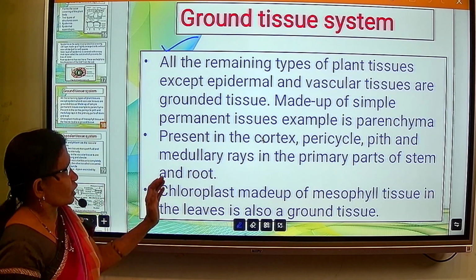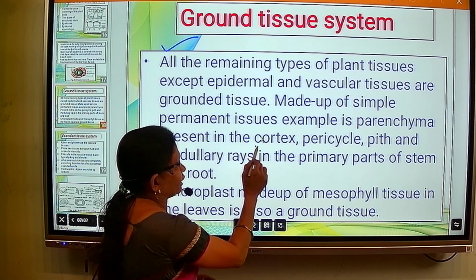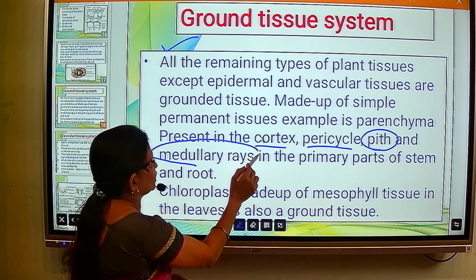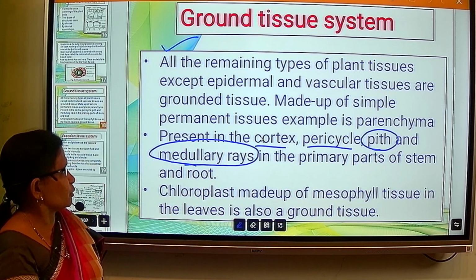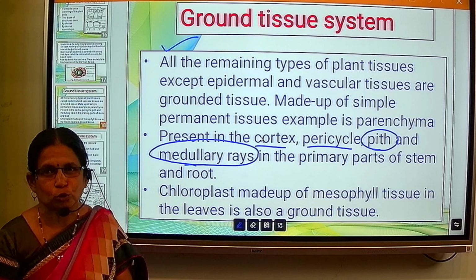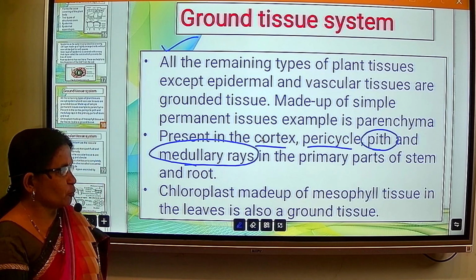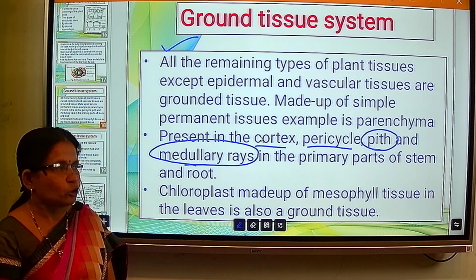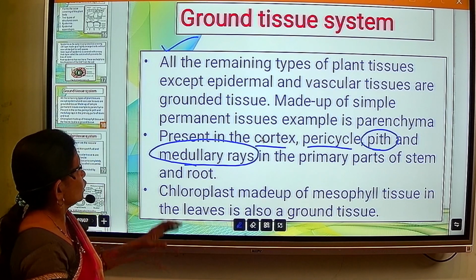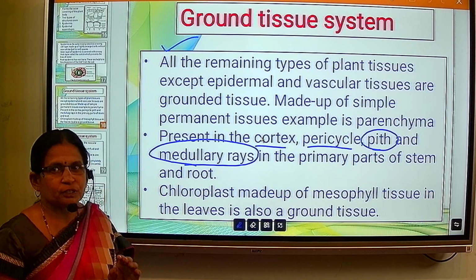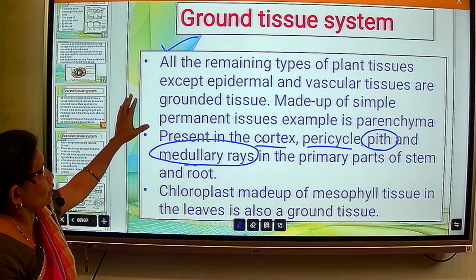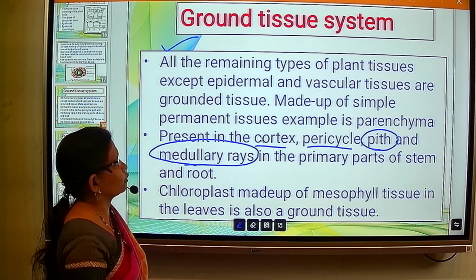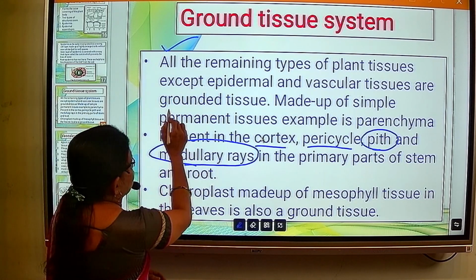which is present in the cortex, pericycle, pith and medullary rays, in the primary parts of the stem and the root. Chloroplast is made up of mesophyll tissues in the leaves, which is also a ground tissue. Now these are the characters of the ground tissue system. All the remaining types of the plant tissues except epidermal and vascular tissues are the ground tissues.